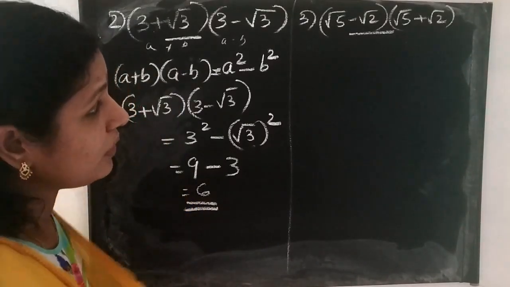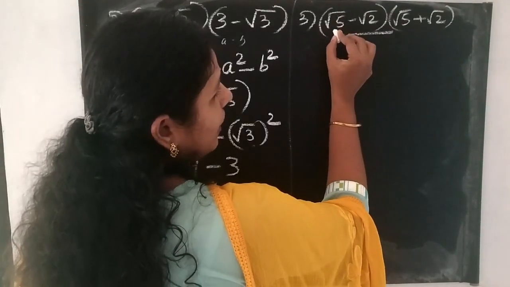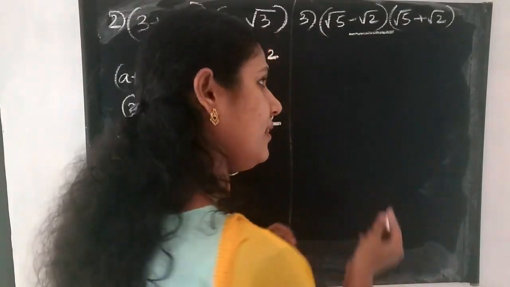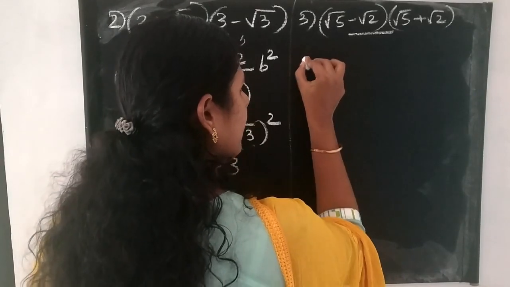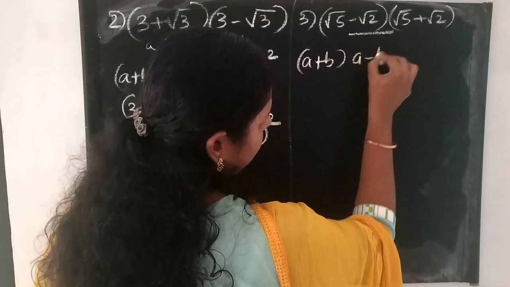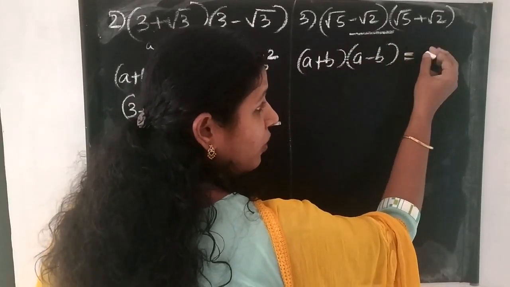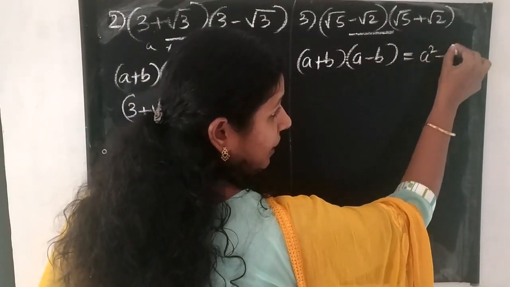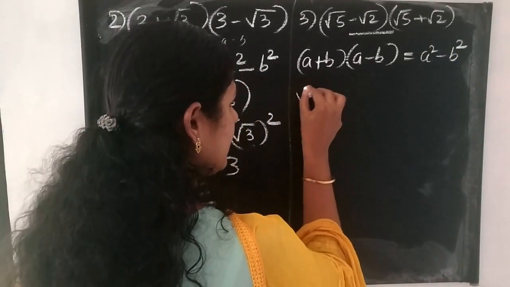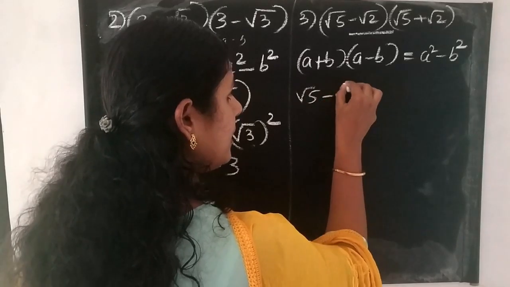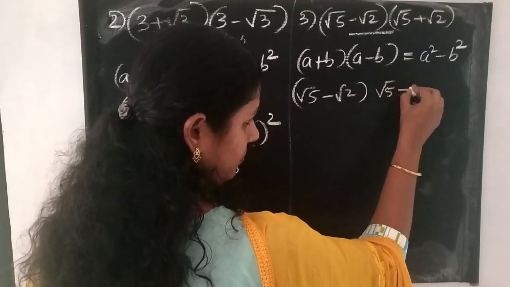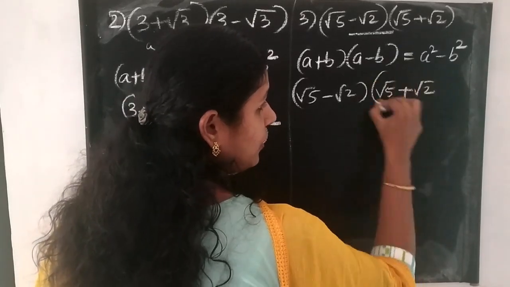Okay. Now here also, root 5 minus root 2, root 5 plus root 2. Which identity is this? That is a plus b into a minus b. A plus b into a minus b is what? That is a square minus b square. So again we write the question, that is root 5 minus root 2 into root 5 plus root 2.